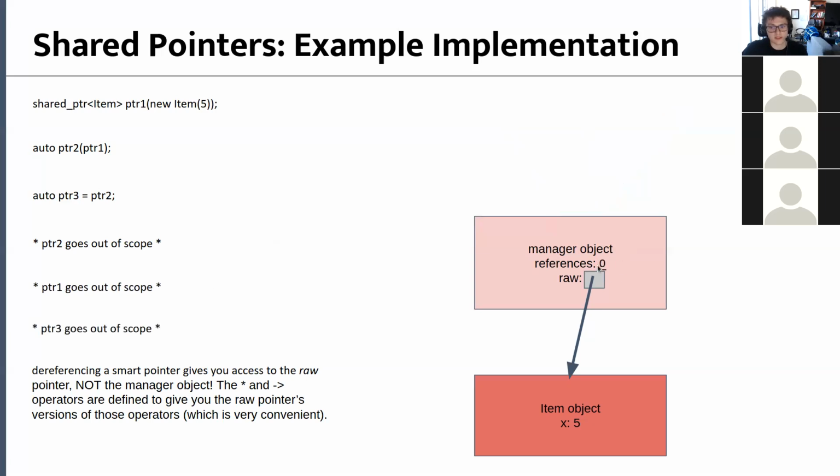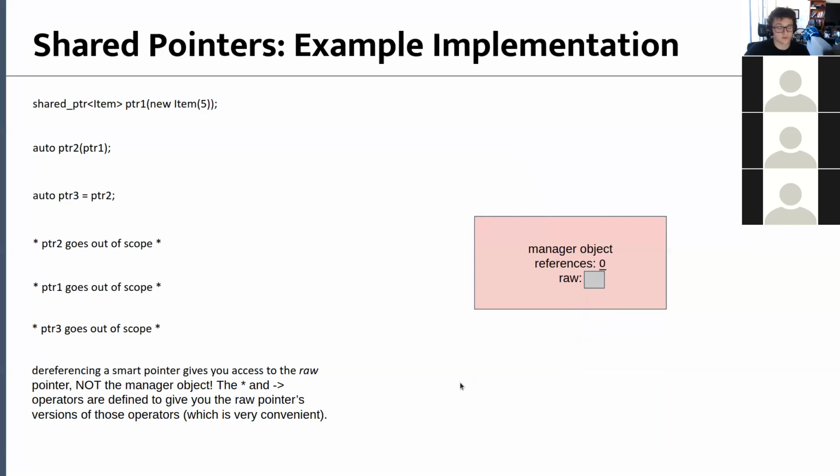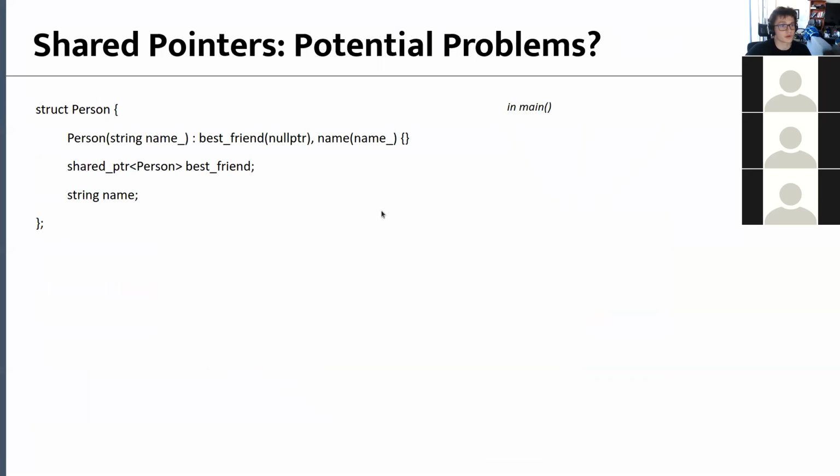And once this count hits 0, we know that there's no way for anybody to access this object ever again. Because if we have no reference to it now, we have no way to create a new reference to it. So we are free and clear to clean up the data. What's going to happen is the object itself is going to get cleaned up, and then the manager object is going to get cleaned up. So that is just a drawing example of how shared pointers are implemented.